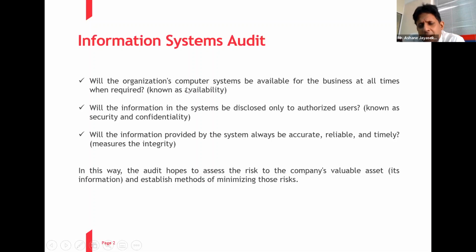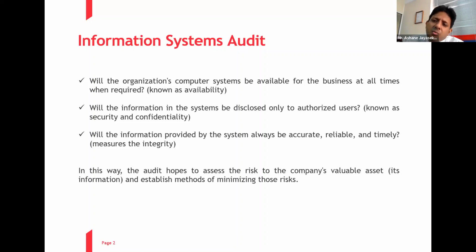I said at the start that we will look at why we carry out IS audits, right? There are different types, but there are essentially 3 questions for which you need to find the answer in an IS audit. And these 3 questions are related to availability, confidentiality, and integrity. What do you mean by availability?